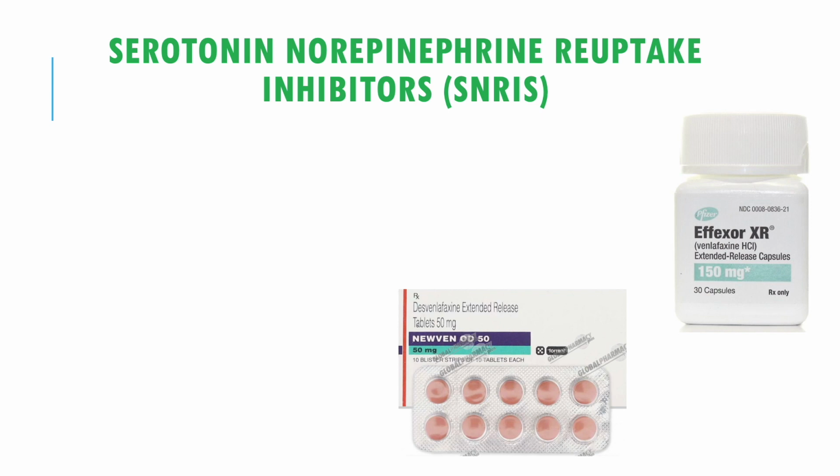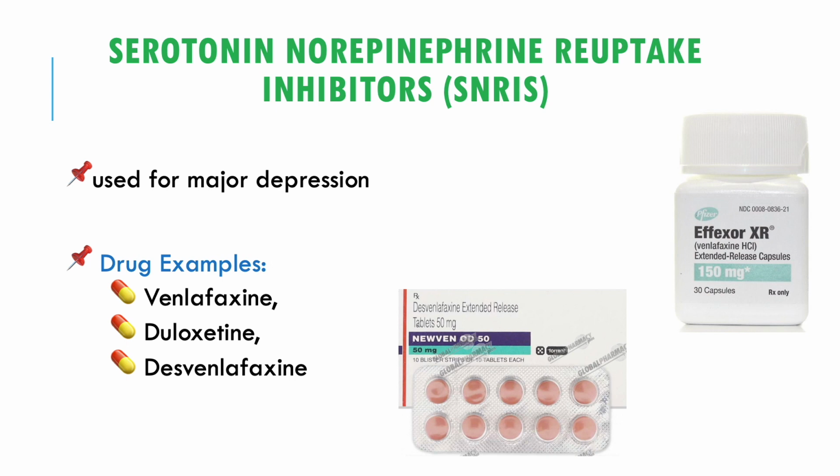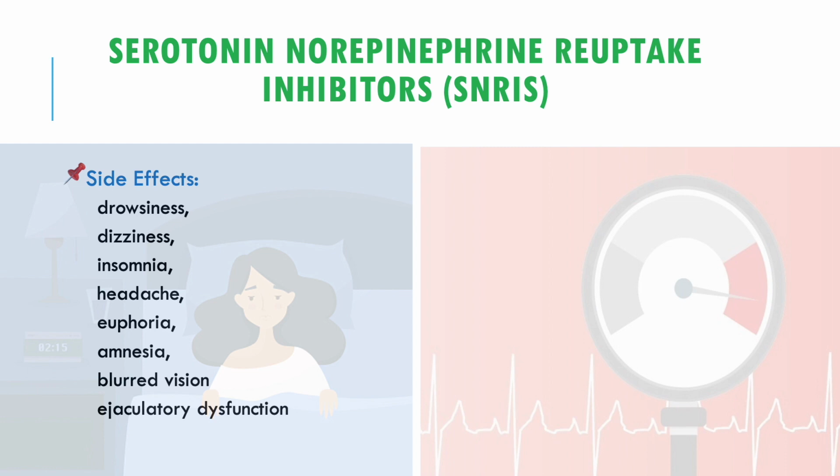The next group is serotonin norepinephrine reuptake inhibitors or SNRIs. It is called serotonin norepinephrine reuptake inhibitors because this group of medication inhibits the reuptake of serotonin and norepinephrine. This is used for major depression, and drug examples include venlafaxine, duloxetine, and desvenlafaxine. Side effects of SNRIs include drowsiness, dizziness, insomnia, headache, euphoria, amnesia, blurred vision, and ejaculatory dysfunction.